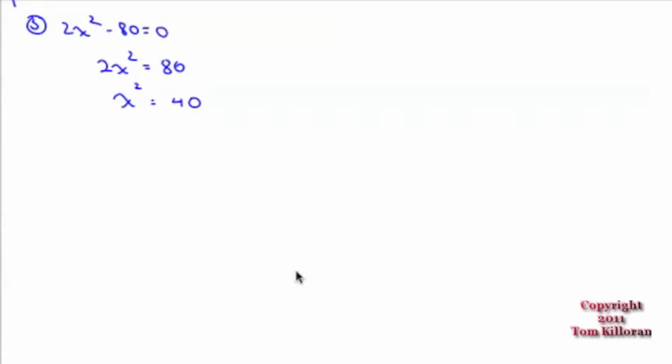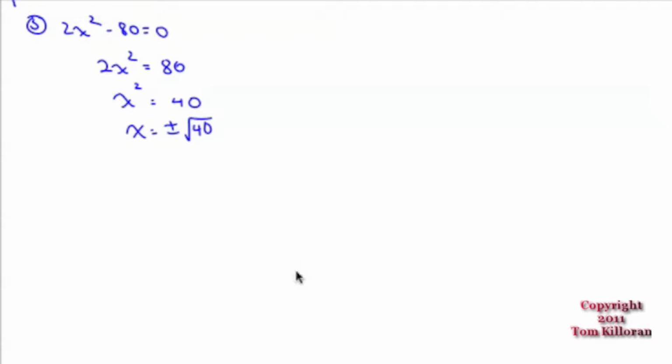Take the square root of both sides. Now I'm not going to write it, so I'm just going to do it mentally. If I square root this, it just becomes x. If I square root 40, I get plus or minus. You better do the plus or minus first before you touch anything else. Automatically plus or minus the square root of 40.